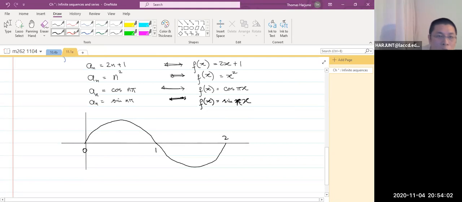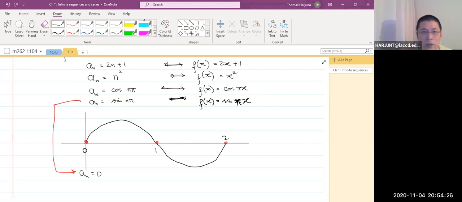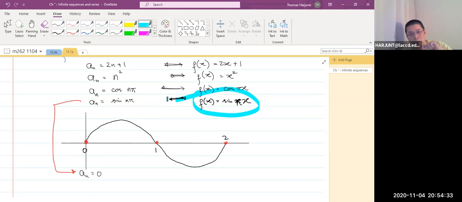But then when you limit your x to only integers, when n equals 0, it's here. When n equals 1, it's here. When n equals 2, it's here. So this is the same as a sub n equals the sequence of zeros. Now the function itself is not a function of 0 though. It just happened that at 0 and 1 and 2 and 3, the value of that function is exactly 0.